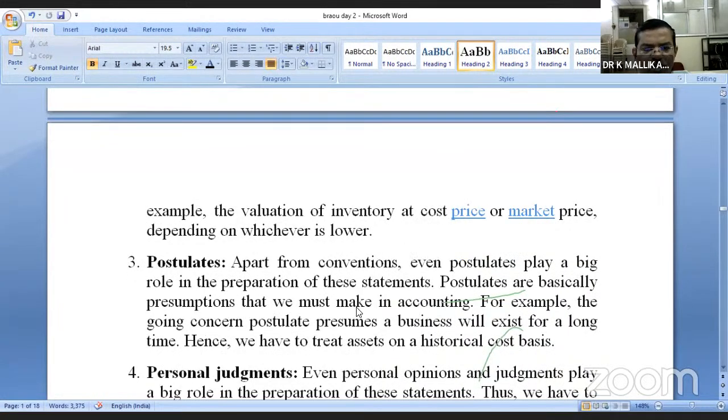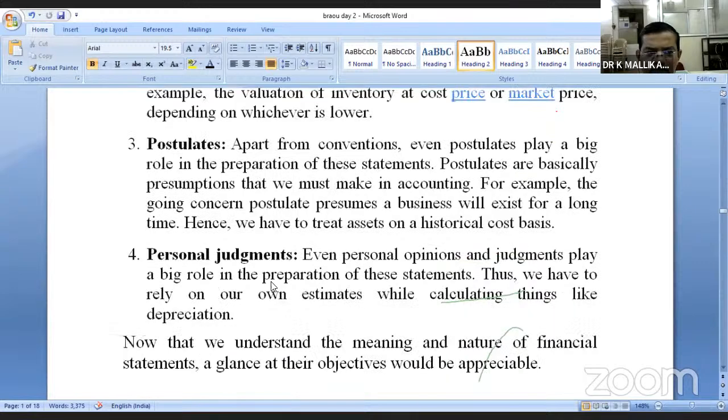The third one is postulates. Postulates are nothing but conventions, and they play a big role in the preparation of financial statements. For example, the going concern concept is a postulate: a business basically exists for a long time, so we have to treat the assets on a historical cost basis only. The firm goes on for years together, 100 years, 200 years, it continues. So that is one nature.